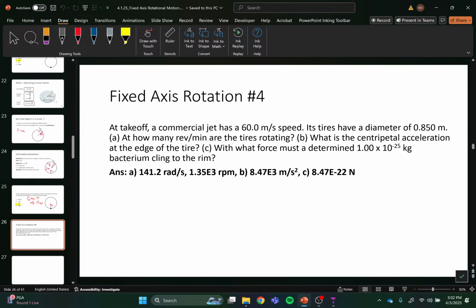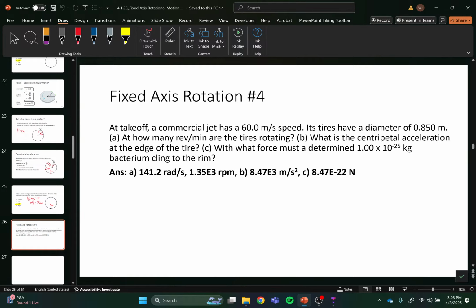At takeoff, a commercial jet has a speed of 60 meters per second, and its tires have a diameter of 0.85 meters. How many revolutions per minute are the tires rotating? That's our first question. Now, I haven't mentioned revolutions per minute at all at this point, but it's something you've seen. It's on your car. It's exactly what it sounds like. It's how many revolutions it makes in 1 minute. So the answer here is going to be 1,350. In 1 minute, how many times does the tire spin? 1,350 times. That's what revolutions per minute means.